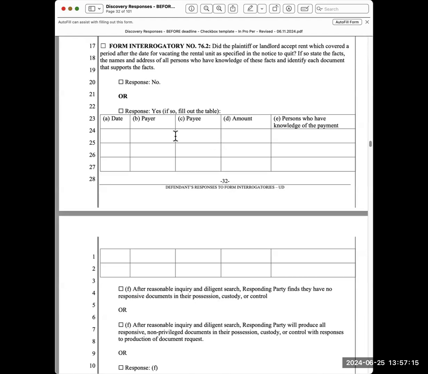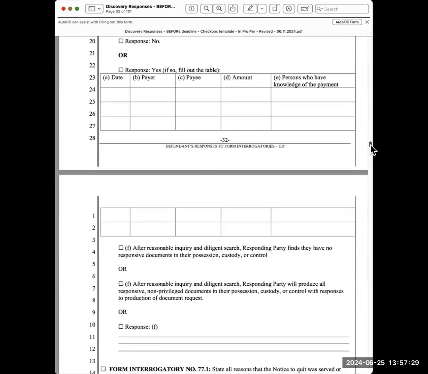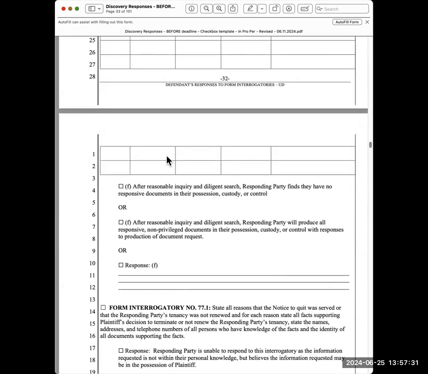If the landlord never accepted rent after the notice to quit expired, check no, go to the next question. If they did, you're going to put in the date, who paid, who received, the amount, and any person who has knowledge of that payment. This is that if you don't have any evidence of making that payment, check here. If you do, put it in your trial binder in the exhibit section here. Otherwise, check here and write out your response.